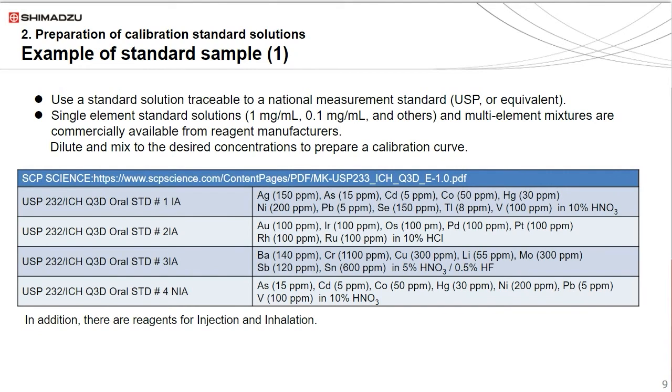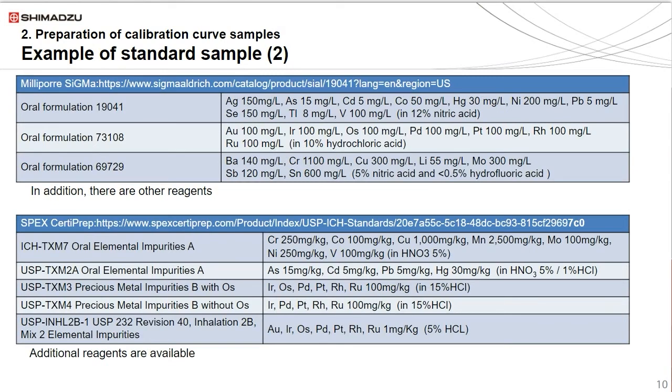Multi-element standard stock solutions are available commercially from a variety of sources and can save a lot of time preparing calibration standards. Many common ones related to USP 232 are pictured here. For additional details, see the website of each reagent manufacturer. In addition, there are mixed standard solutions specific to unique oral formulation requirements and other USP requirements, each sold by Millipore Sigma, SPEX, Certiprep, Inorganic Ventures, High Purity Standards, and other manufacturers.